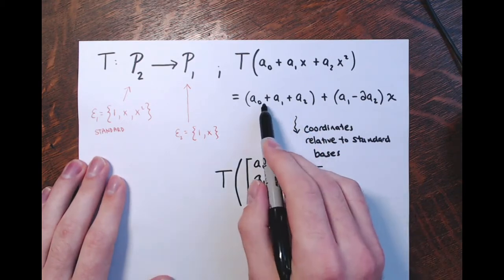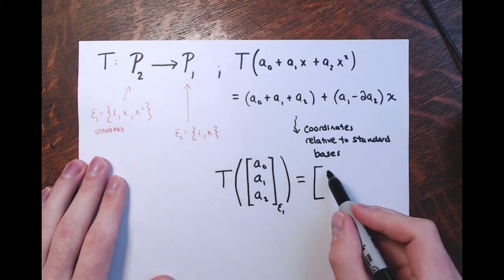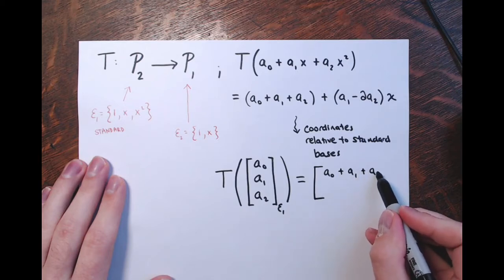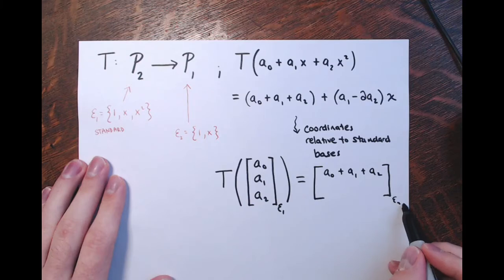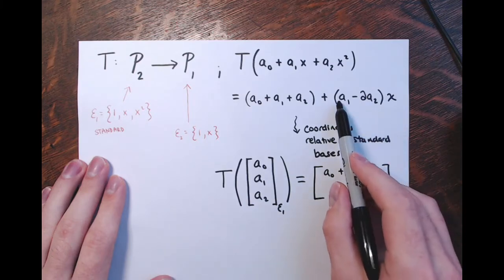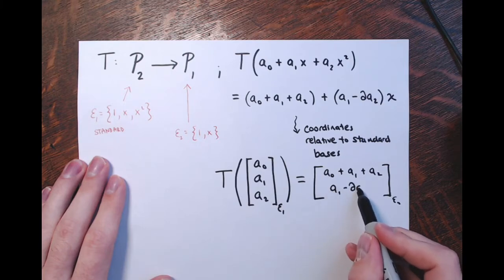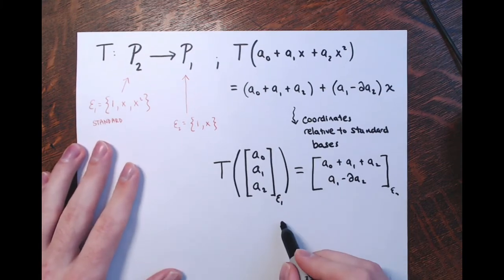Well, this is a0 plus a1 plus a2 times 1, the constant term, so a0 plus a1 plus a2 will be the first component, the first coordinate. I think this is relative to E2. And then plus a1 minus 2a2 times x, so a1 minus 2a2 is the second coordinate. All right, and then from here we can get the standard matrix very easily.